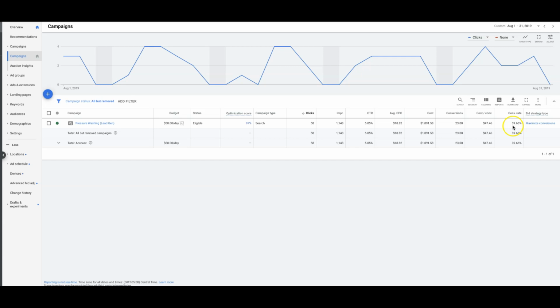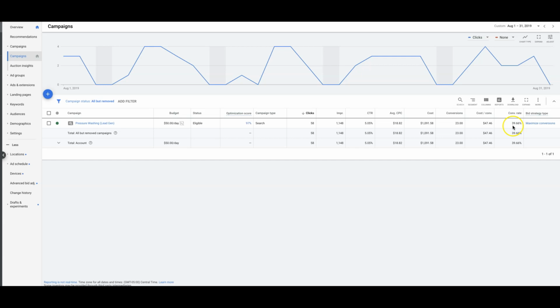And it's going really well, the maximized conversions bidding strategy, but it's important, don't just start your campaign out brand new using that. If you're going to start a pressure washing campaign brand new, try and use maximized clicks and set a bid limit cap. I would start it at like $25 just to make sure Google doesn't go crazy and bid $80 for keywords, because they will. They 100% will.